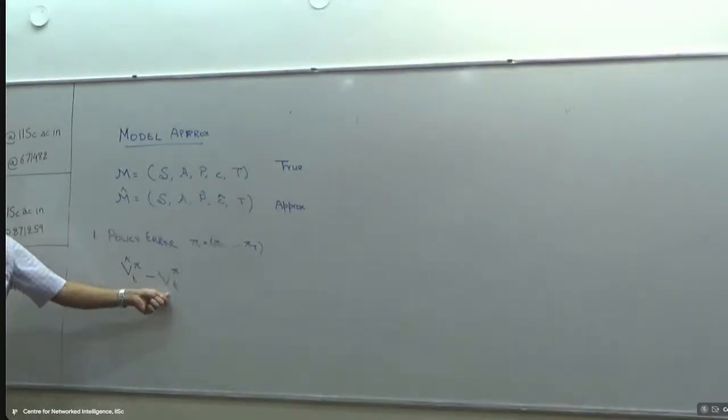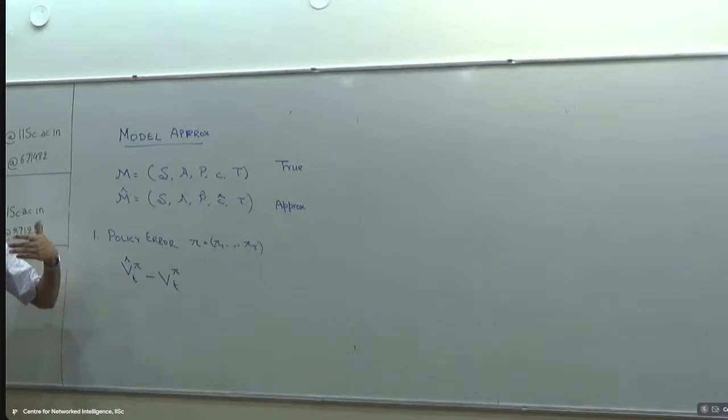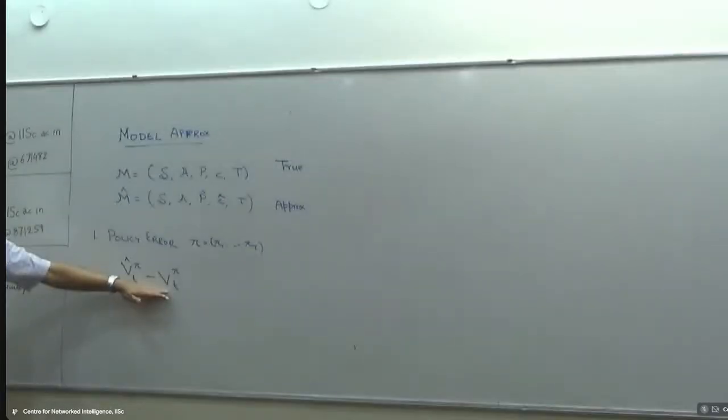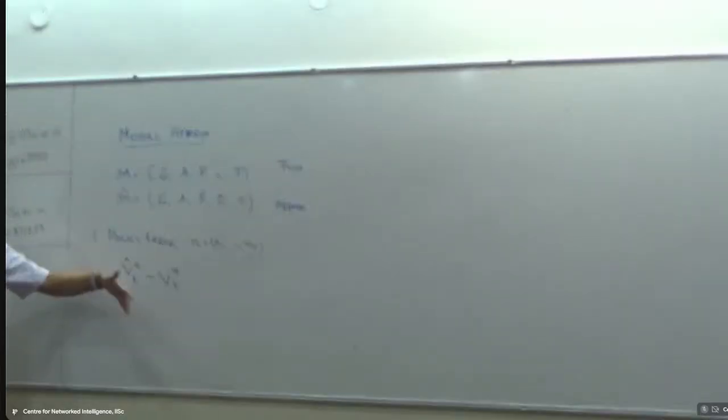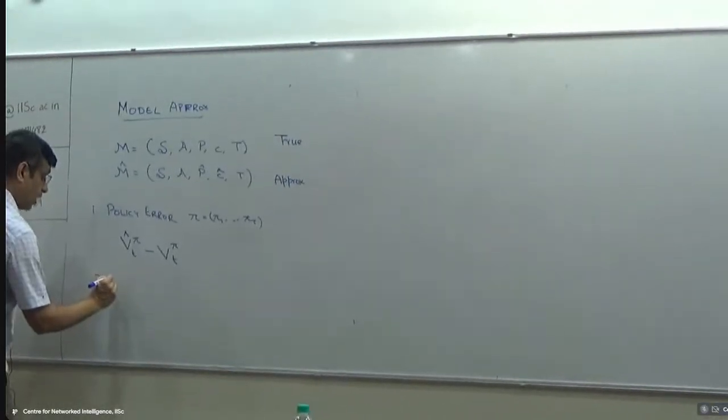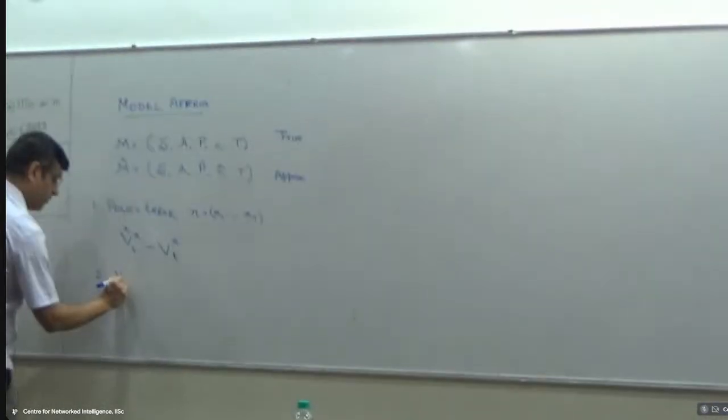Okay. Remember, these are functions. So, I will have to figure out what I mean by a bound on functions. Either I will have to come up with a point-wise bound for every value of s, or I scalarize this function in some way. I take a norm of some type and I get a bound on the norm. Okay. The second question that I am going to ask is what I will call value error.